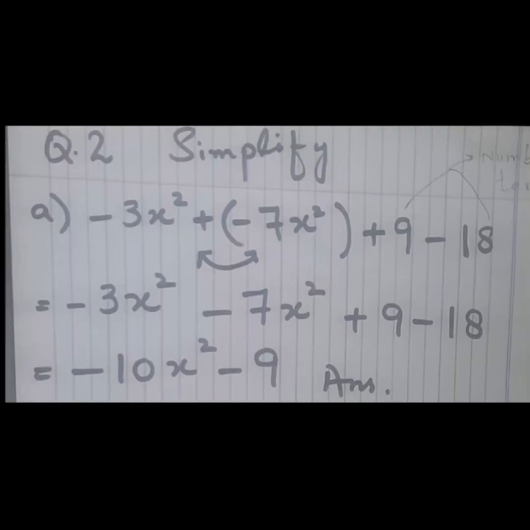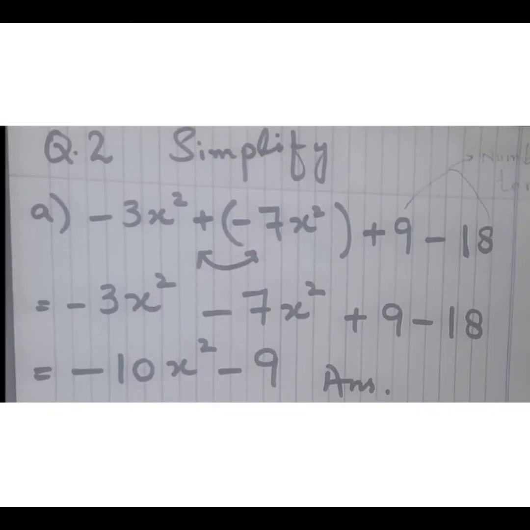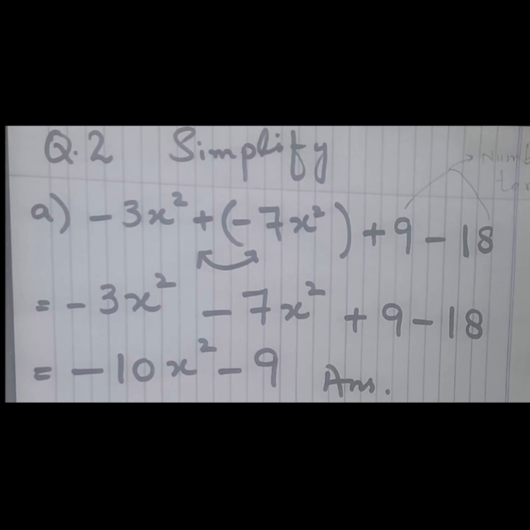Okay, minus 3x square will be as it is down, and minus 7x square is the answer of removing the bracket, and plus 9 and minus 18 will be as it is down. Now you can see minus 3x square and minus 7x square, they both are x square terms, and they are like terms, so we have combined them here.